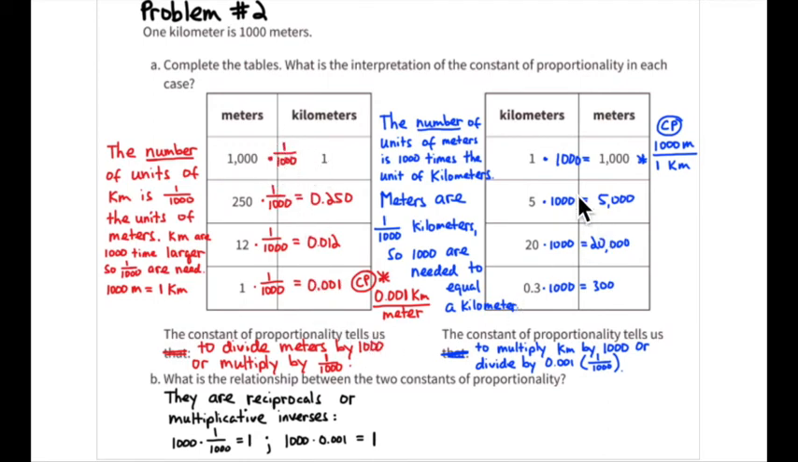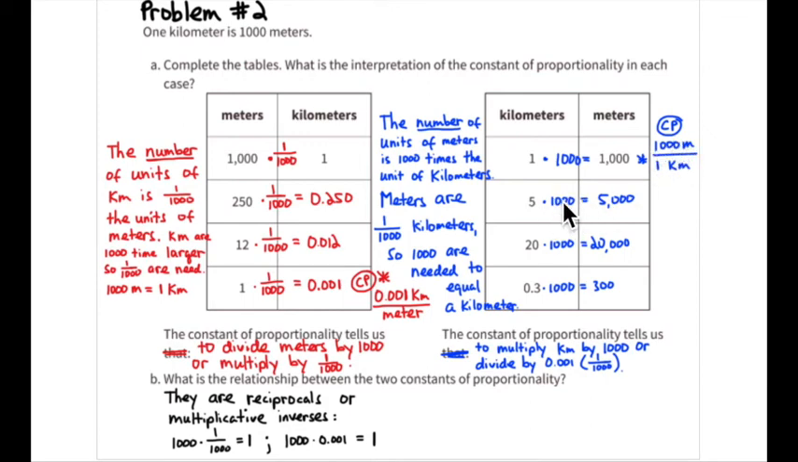To go the other way, to go from kilometers to meters, you multiply the number of kilometers by 1,000, because you need a whole bunch of meters to equal 1 kilometer. So you need 1,000 meters to equal 1 kilometer. So you're given 1 kilometer, multiply by 1,000, gives you 1,000 meters. So the constant of proportionality is 1,000 divided by 1, or 1,000 meters per kilometer, or just 1,000.